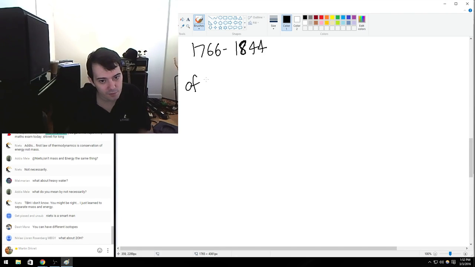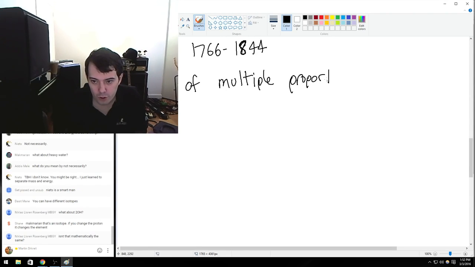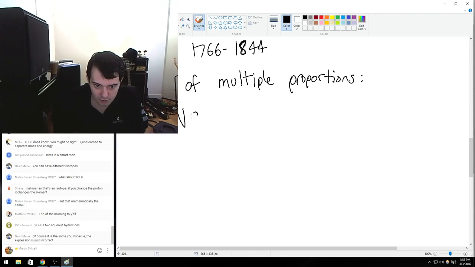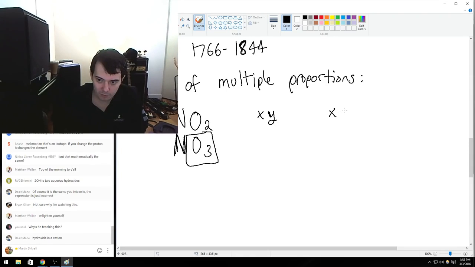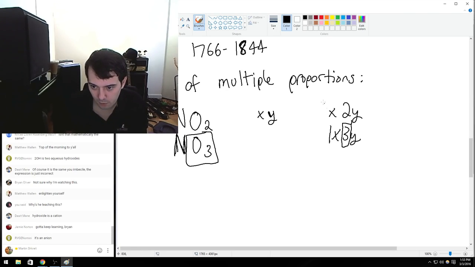Law of multiple proportions. And this is sort of self-evident, I guess. It states that when two elements form a series of compounds, the ratio of masses is always reduced to small whole numbers. So if you have NO2 and NO3, they're always multiple proportions in the sense that they're interval-based, kind of quantized in these weights. If N had an arbitrary weight of X and oxygen had an arbitrary weight of Y, the weight would be X2Y here and then X3Y here. And the point is that we can always reduce these to whole number coefficients, 1x, 2y, 1x, 3y, etc. That's the law of multiple proportions, that the ratio of masses can always be reduced to small whole numbers.